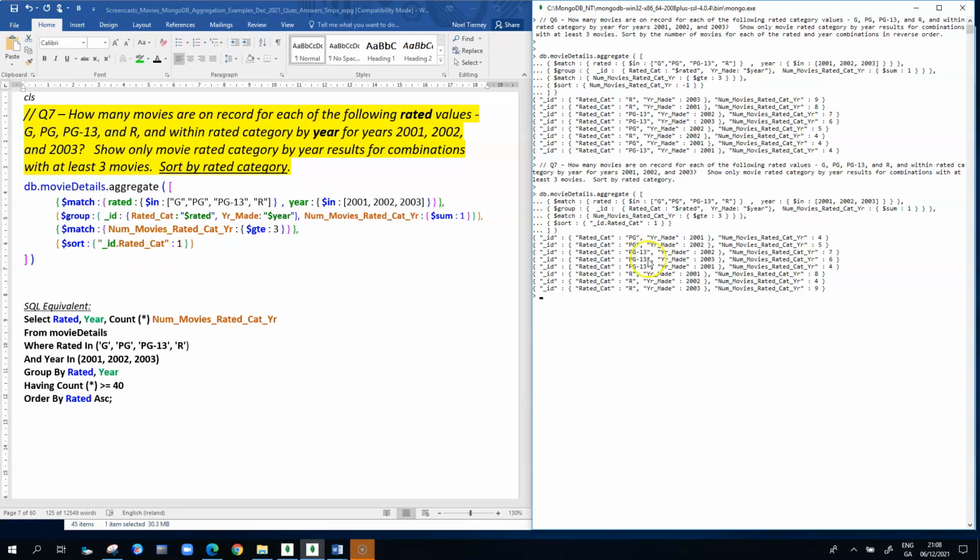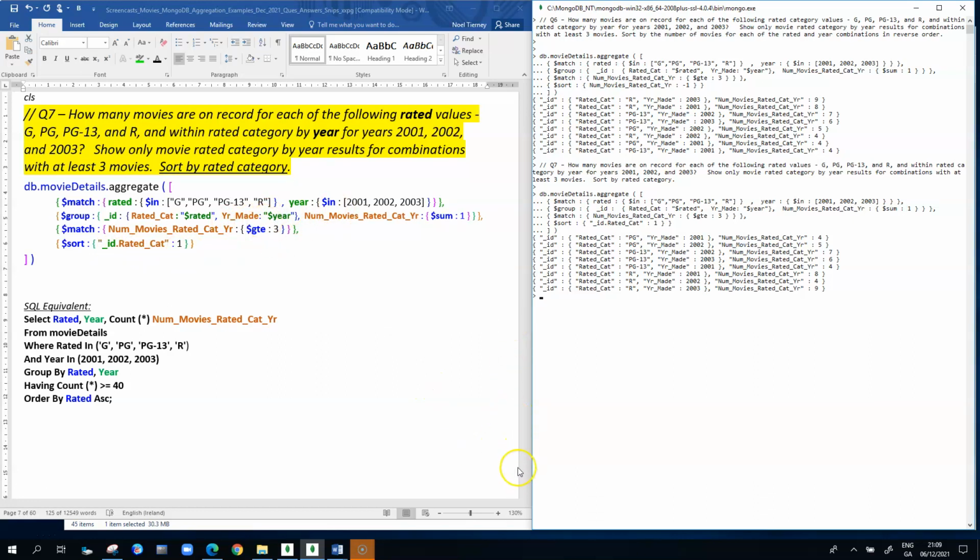Now, given that we're grouping by 2 fields, by $rated and within rated by year, it might actually make more sense if we sorted by rated and within rated by year. That would mean our sort stage would have to include _id.rated cat: 1, followed by another reference to year med.